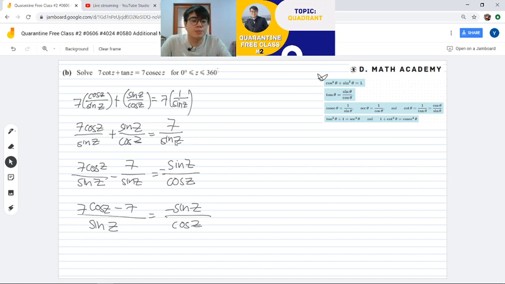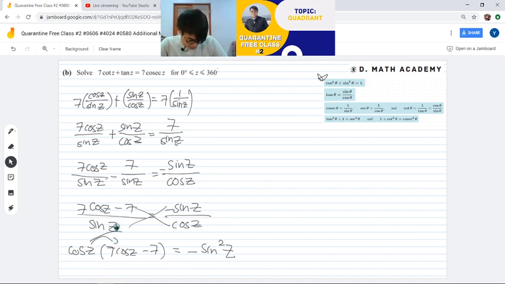Okay. So both sides are fractions now, which means I can actually cross multiply them. So let's cross multiply it. So cosine z multiplied with 7 equals to negative. Multiply this in. 7 cosine square z minus 7 cosine. And this part over here is the key to everything.